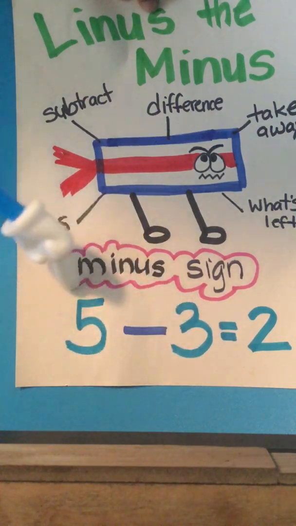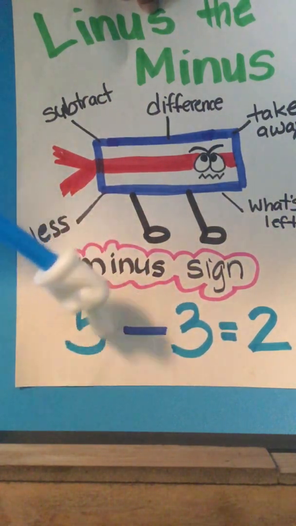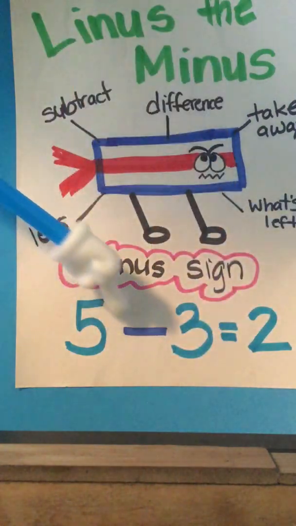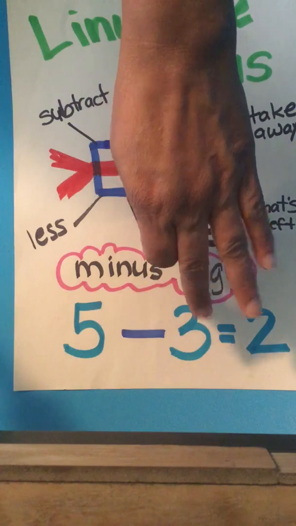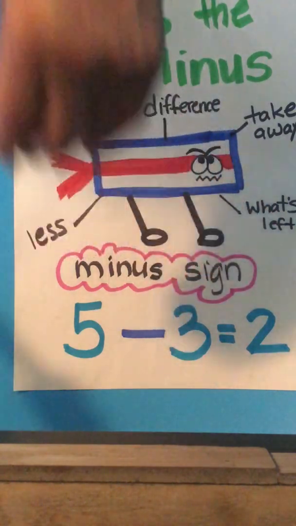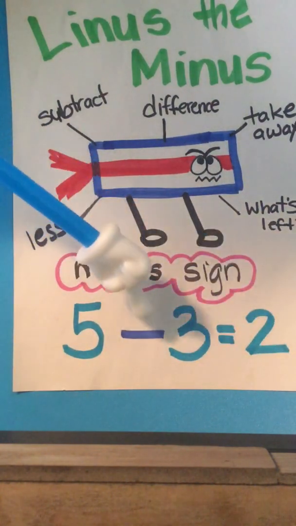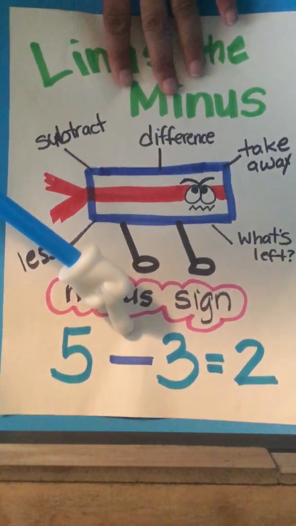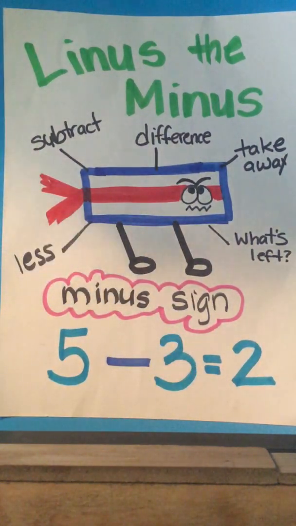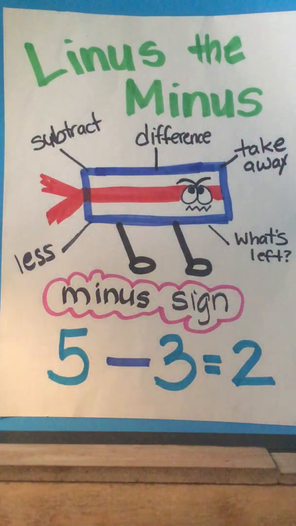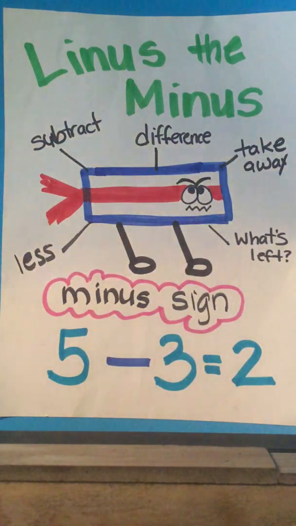So this is the whole, right? So if I have 5 fingers and I take away how many fingers? 3. 1, 2, 3. How many are left? 2. See? Linus here tells us that we need to take away. So today, do you want to help me do that, boys and girls? Let's use who? Linus, the minus sign. He's going to help us take away.